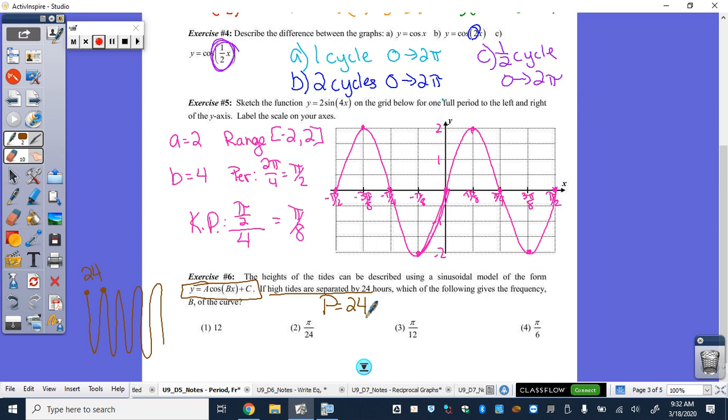Which of the following gives the frequency of the curve? Well, since period is the formula 2 pi over b, we set it equal to 24 because I know my period is 24. Multiply both sides by b. Divide by 24. And we end up with pi over 12 as our frequency.